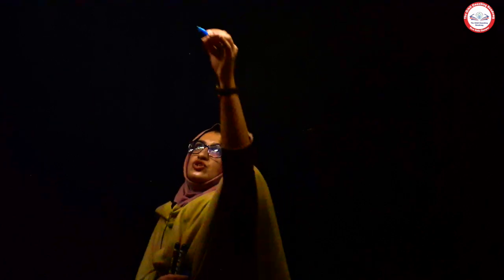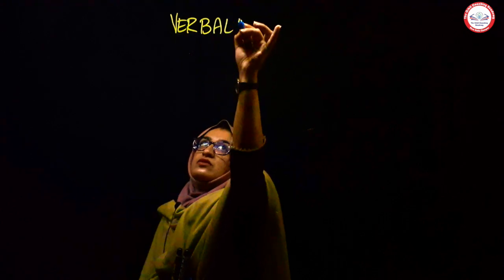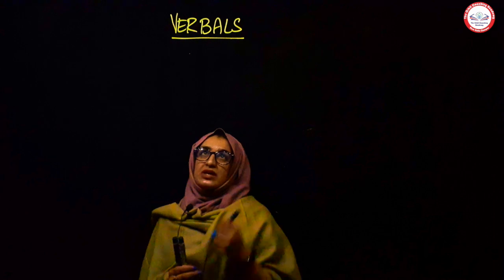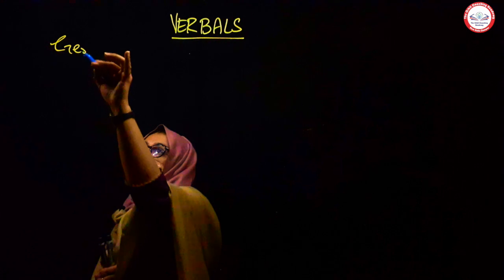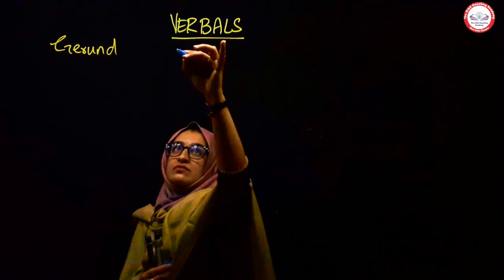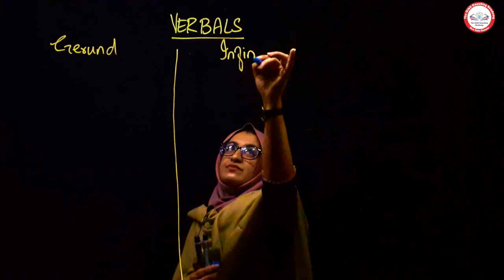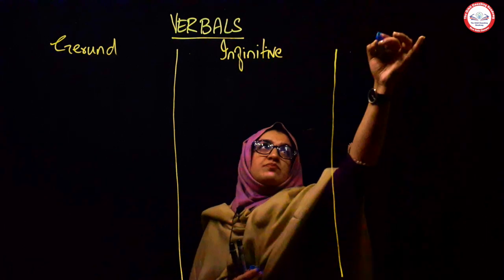Today we are going to learn the topic of verbals. First of all, we need to know what verbals are. As you can see, the name of this term is verbals, which is derived from a verb. A verb can be an action verb, it can be a linking verb, but over here we are going to learn about three further types of verbals. The first one is gerund. The second one is infinitive. And the third one is the participle.